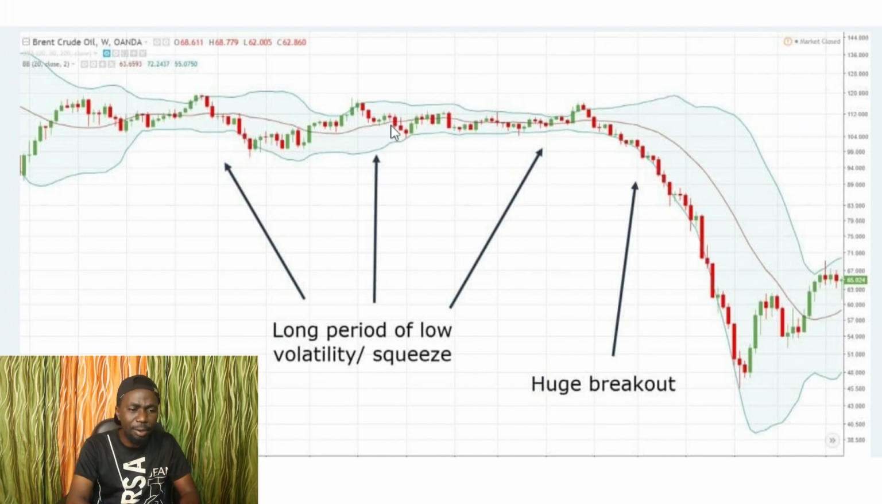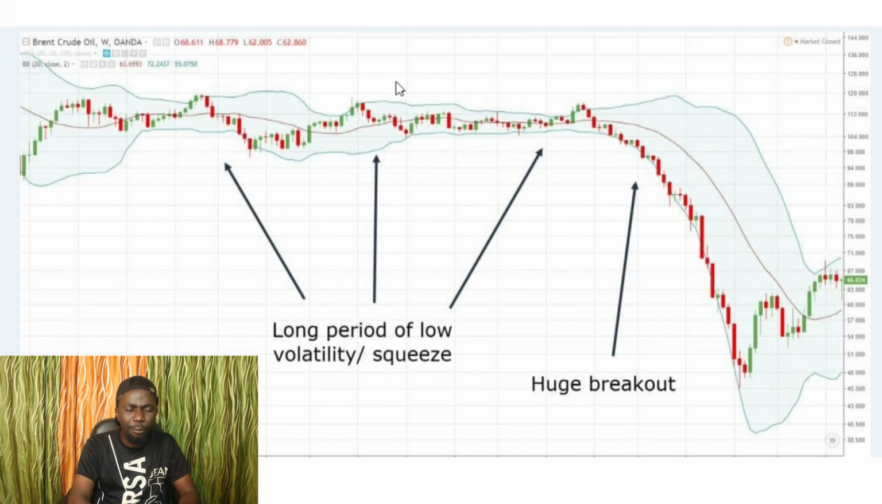It depends on how long this consolidation happens. If this tight consolidation takes long while forming, it means the breakout is going to be explosive. So if you watch, the range took long before it completed. After that, what happened? A breakout happened, and you can see the massive explosive breakout. If you were able to catch this type of breakout, imagine how many pips you'd catch. This is what we call the Bollinger Band squeeze.